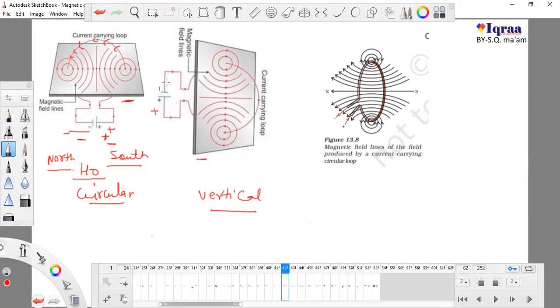This is positive and this is negative. So how will electricity flow? Electricity will flow in the same direction, from positive to negative. So here electricity will flow like this, and here electricity will flow like this. Now see the direction of the magnetic field lines. The direction of the magnetic field line is here like this. This is case A, this is current, and this is the magnetic field lines.